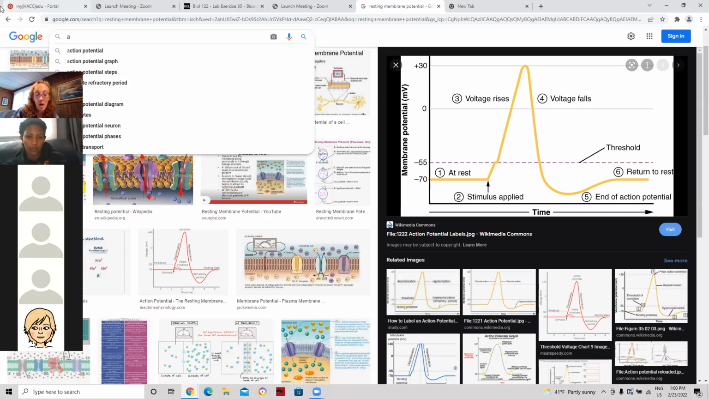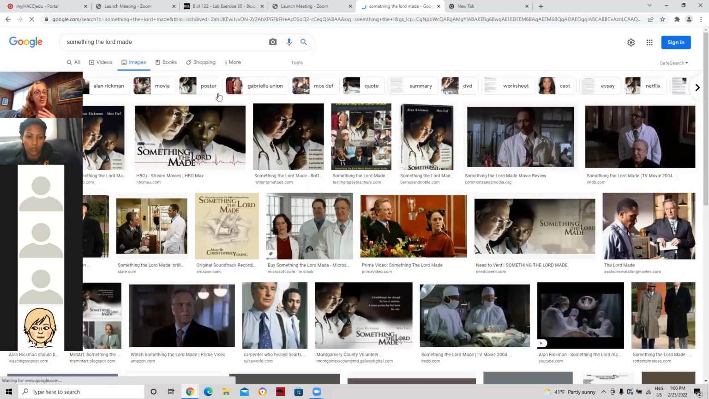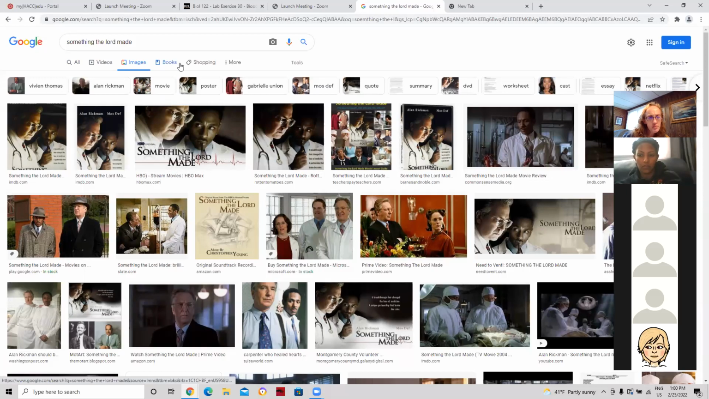I'm trying to remember. So there's a movie that came out, it's an older movie, but it's an awesome movie. That's called Something the Lord Made. And it's really not religious. I'll tell you, it's not a religious movie. However, it is about the first heart surgery that was ever performed. And it was performed on a baby. And what they did is it happened here at Johns Hopkins.